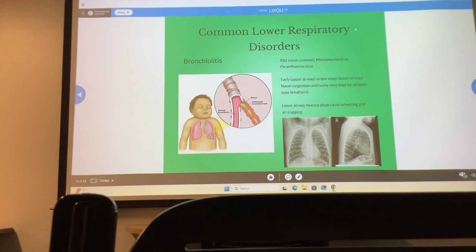Now, they all cause the same signs and symptoms. What are you going to see? When you're getting your health history, what are the parents going to tell you? Okay, yeah, so it started with a runny nose or nasal congestion, right? Several days ago, and now has turned into what? Now what are you going to see? Difficulty breathing. So they're going to say that their child now has what? Maybe fever.